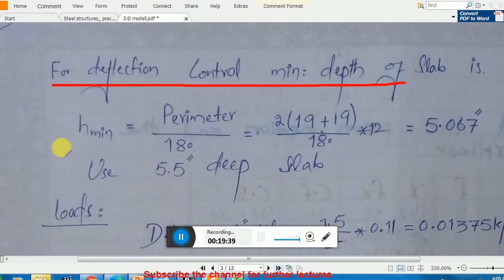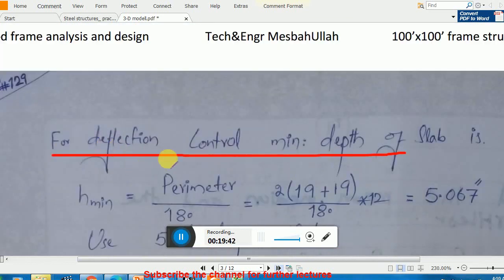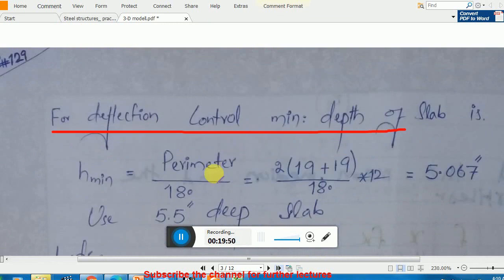Proceeding forward, as we are discussing the two-way slab system, the thickness of the slab is determined by the perimeter divided by 180 into 12. We have to check panels A, B, C as well, but as panel C has larger dimensions, we only check the thickness on the basis of panel C. This is a very important point: we check it for the longer one, not the lower one.